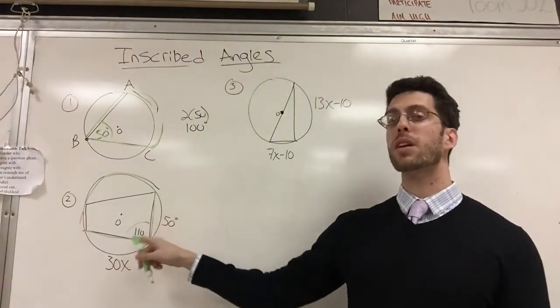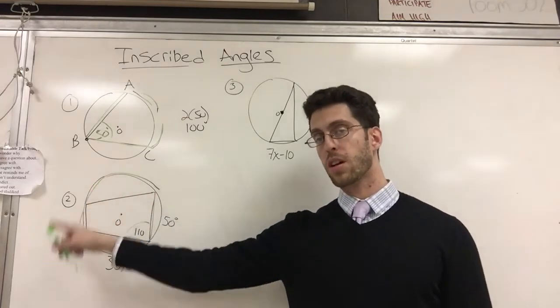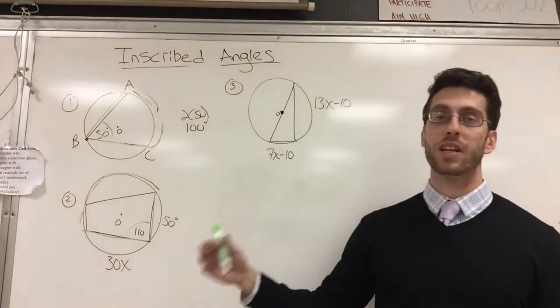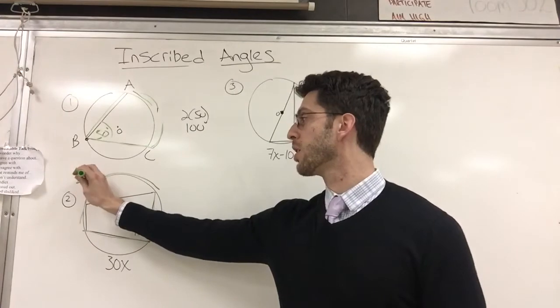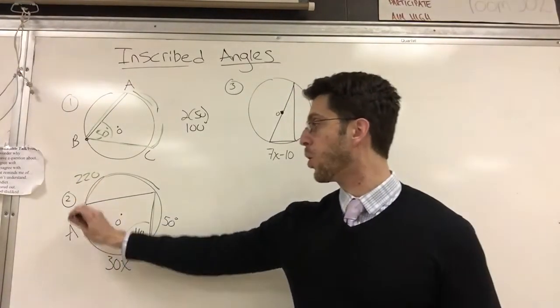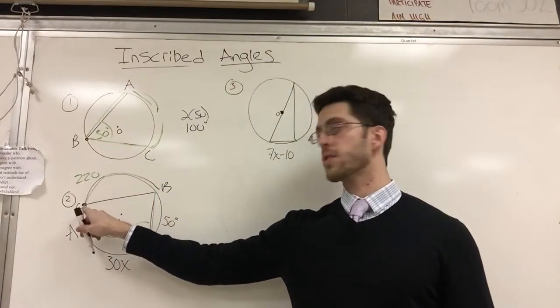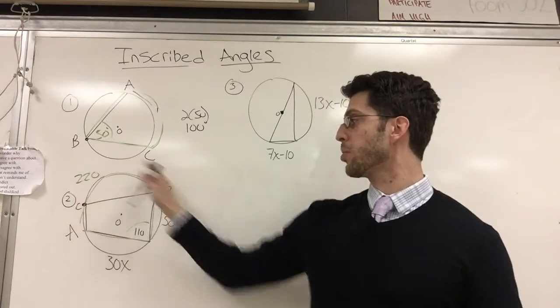If this inscribed angle is 110, the arc, the intercepted arc, is double that. 2 times 110 is 220. So out here is 220. Now be careful. From A all the way to B is 220. We're ignoring C for a second. A all the way to B is 220.